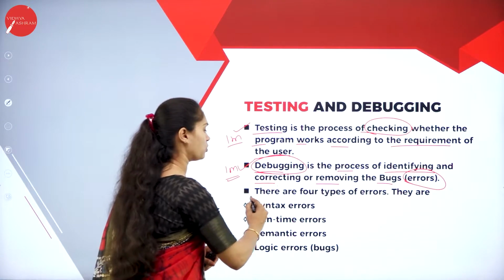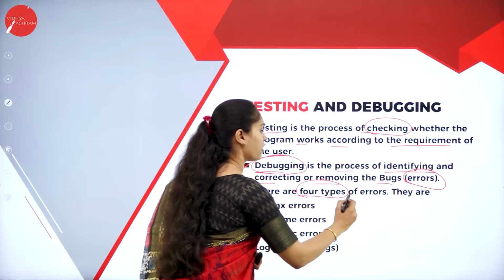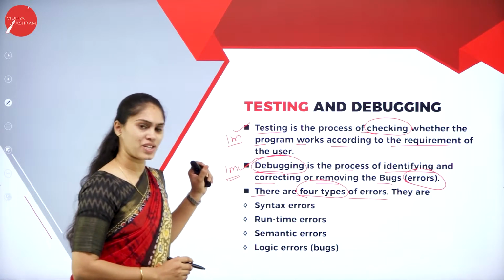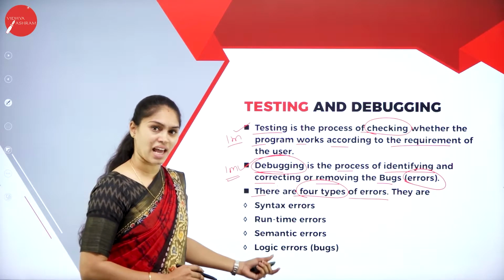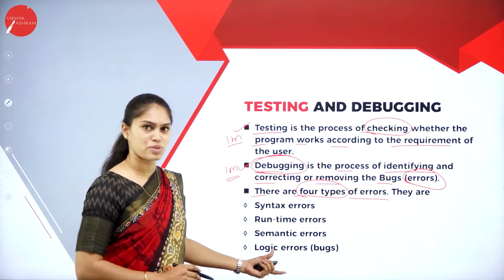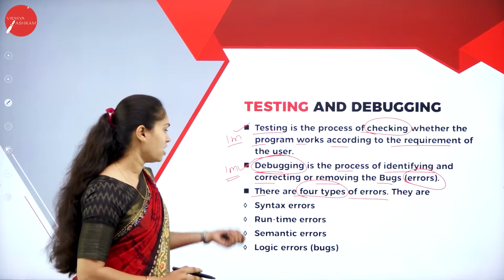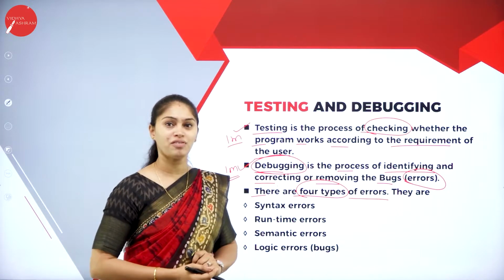So then, what are the types of errors that can occur? There are 4 types of errors. Very, very important question. What do you mean by error or what is debugging? Mention the types of errors or explain the types of errors. Important question. So here we have 4 types of errors.